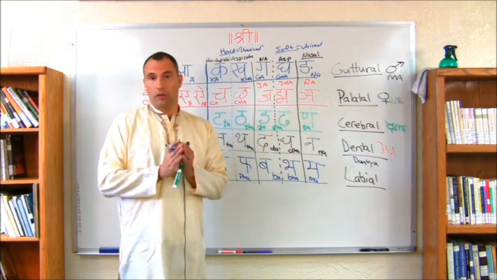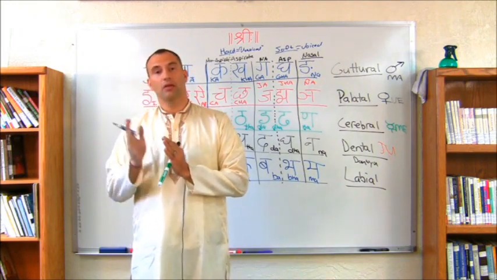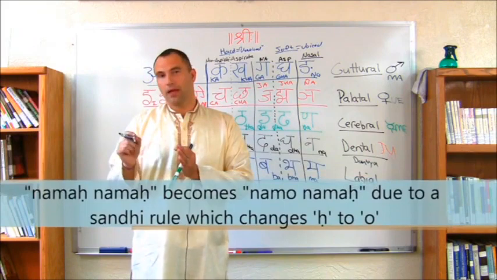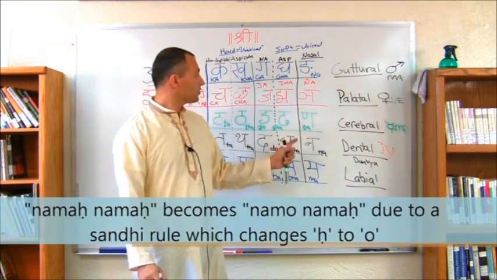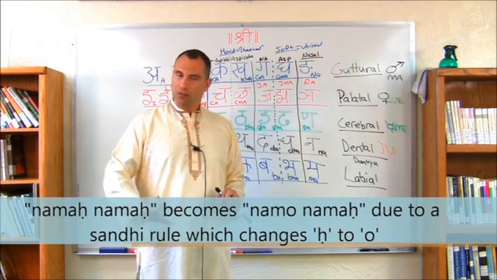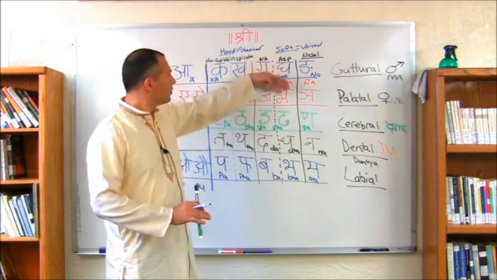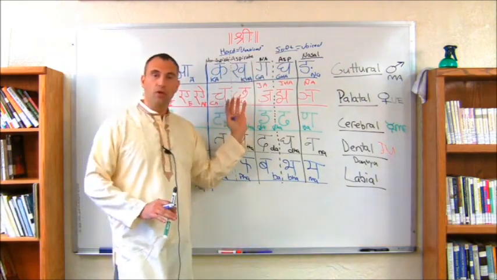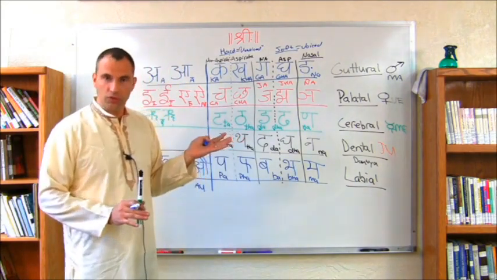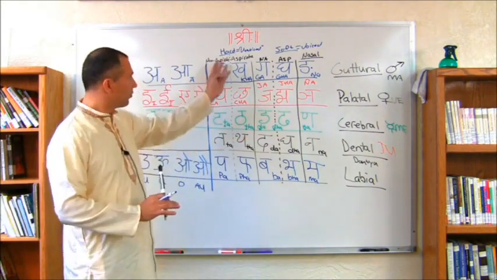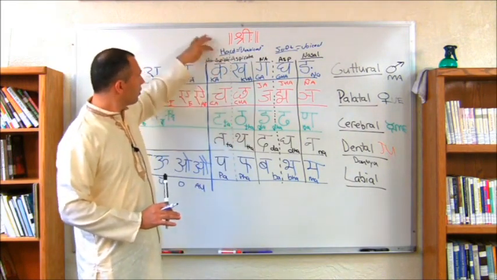For example, when I open with the greeting Namo Namaha, I'm actually saying Namaha Namaha, but that visarga aha turns to O because the next sound is a soft consonant. This we're going to cover a little bit later, okay? But understand that soft and hard is important for grammatical reasons. Otherwise, we don't need to know about it too much yet. But just be aware that the first two columns are called hard.